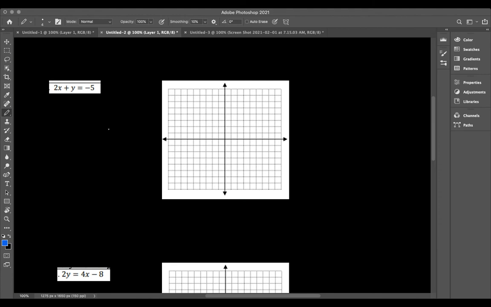Okay. All right. So we have 2x plus y equals negative 5. Remember, we have to get this into this form, y equals mx plus b. So we have to do whatever it takes to make that happen.